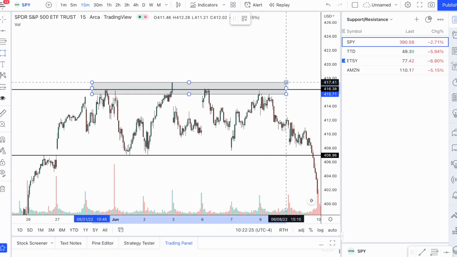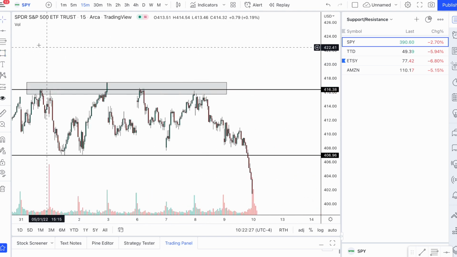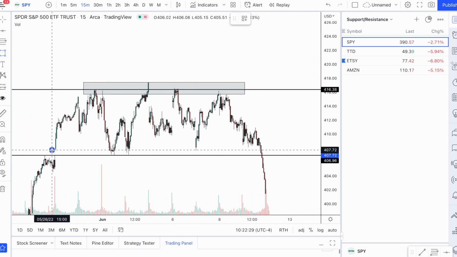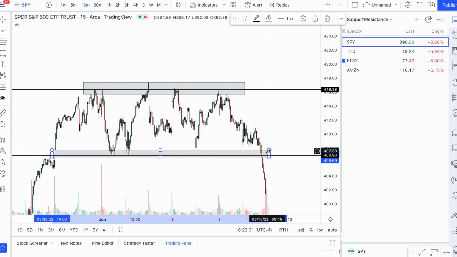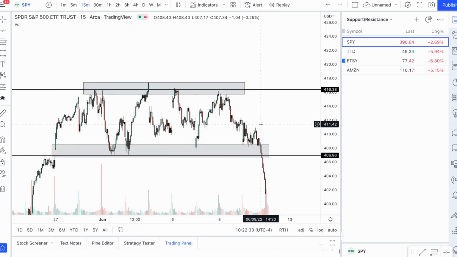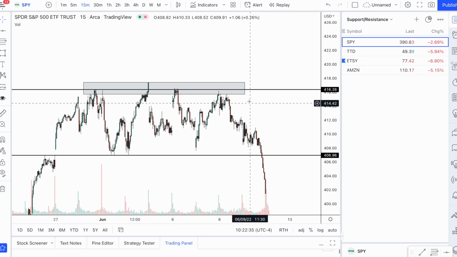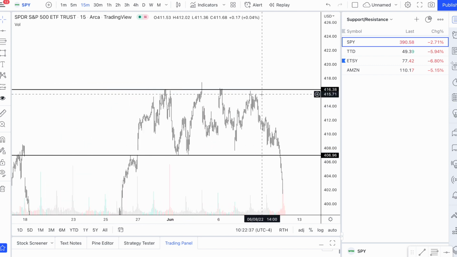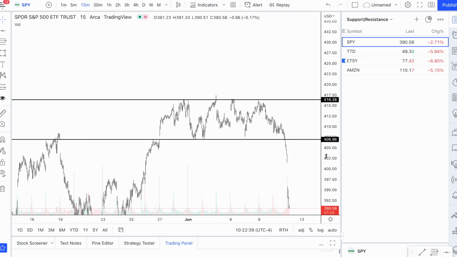Sometimes you can even draw these as zones, right? A zone like there, a zone like here, and then this will act as your support and resistance areas. I'm just going to keep it on levels for now. So this is SPY.